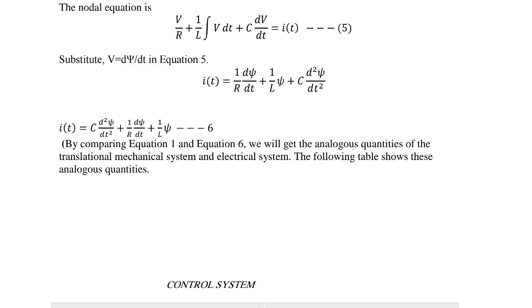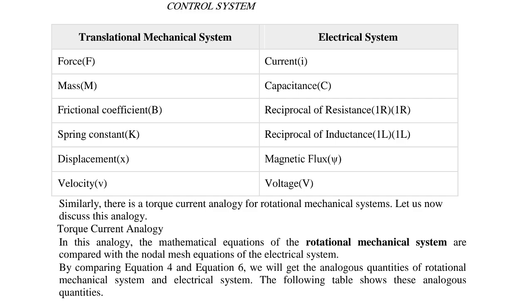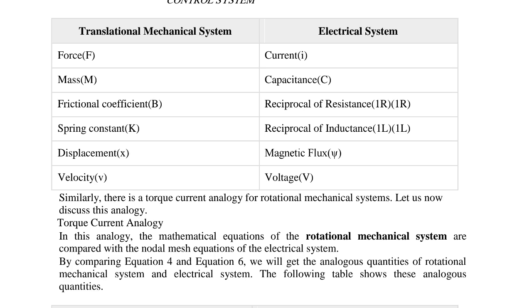The next thing is the force current analogy. There are also some comparative tables. For the force, the electrical equivalent is current; mass is capacitance; frictional coefficient is reciprocal of resistance; spring constant is reciprocal of inductance; displacement is magnetic flux; and velocity is voltage.